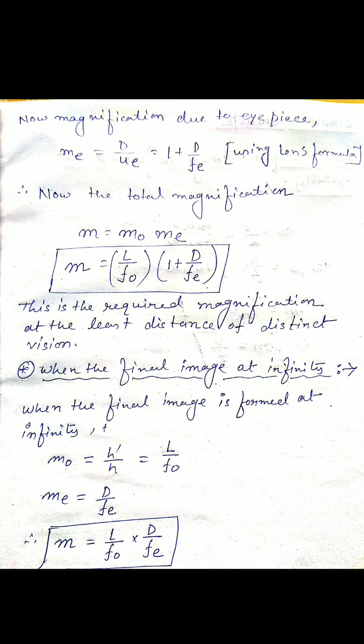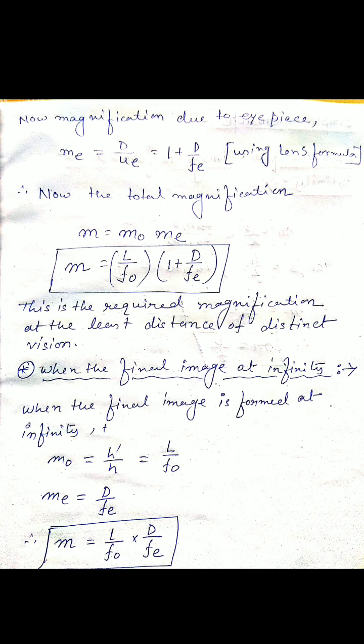So the total magnification is m equals m0 into me. Now we put the values in, and we get L by f0 into (1 plus D by fe). From here you see that this is the required magnification at the least distance of distinct vision, and we see that the focal lengths are in the denominator. So if the focal length is short, then the magnifying power will be greater.